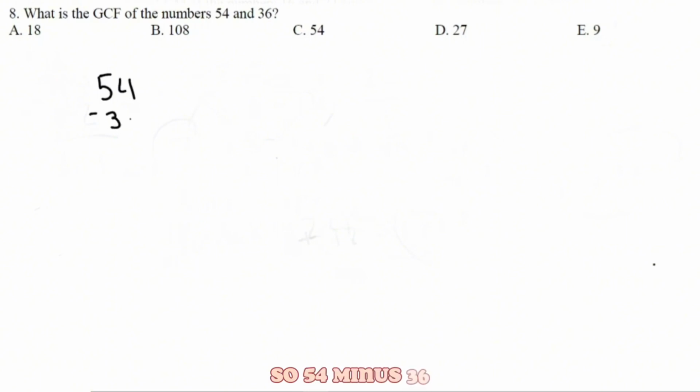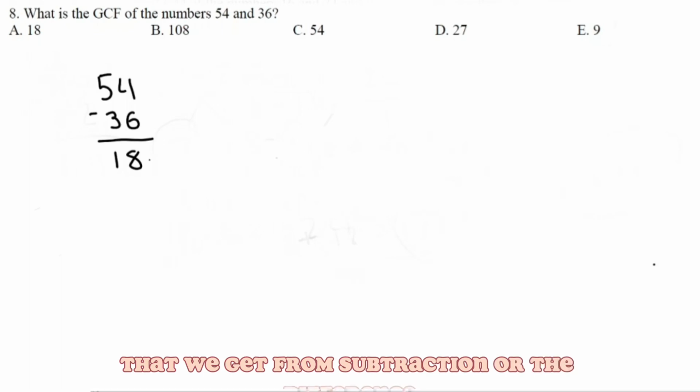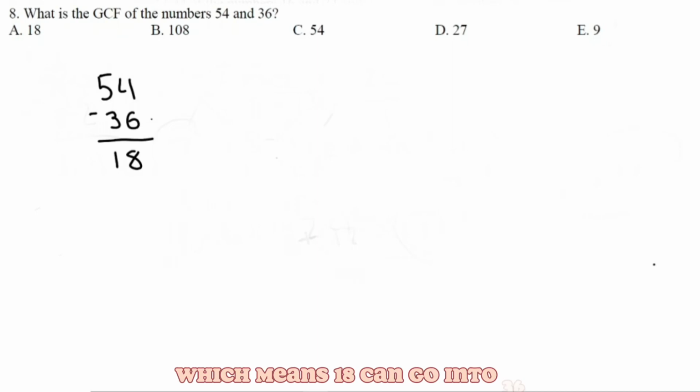Okay, so to find the GCF of two numbers, you need to find the difference. So 54 minus 36 equals 18. Now we need to check if this answer that we get from the subtraction, the difference, is able to go inside each of these numbers. So can 18 go into 36? 18 times 2 equals 36, which means 18 can go into 36.